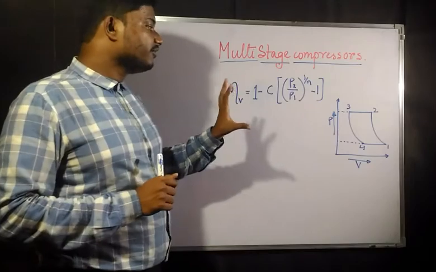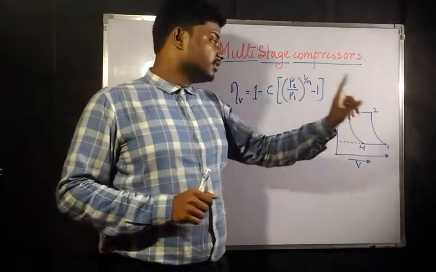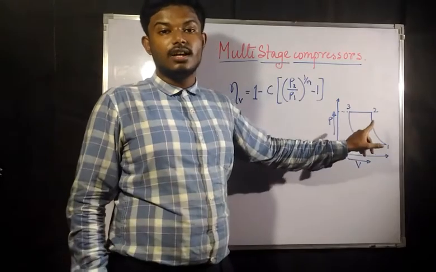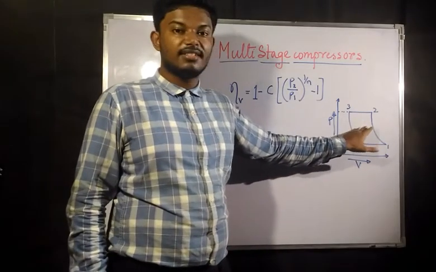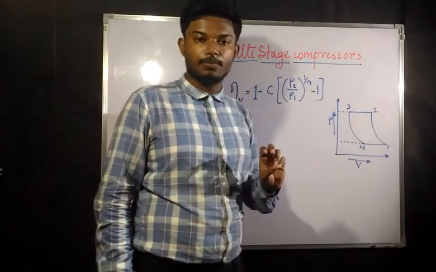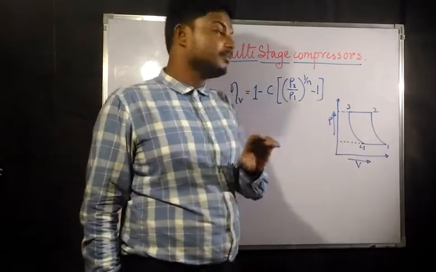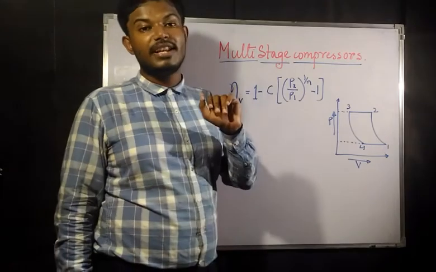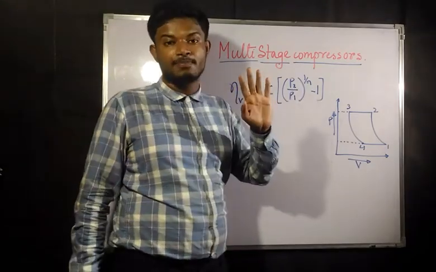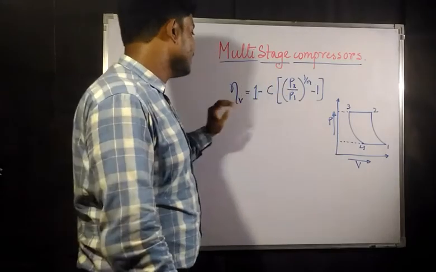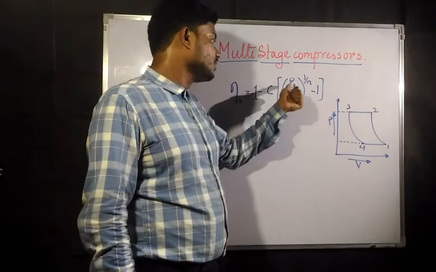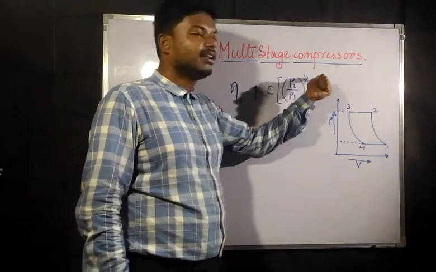First of all, if you remember, this is the PV diagram of the single stage compressor with clearance volume. And we had found out the volumetric efficiency expression. This is the expression which we have derived. In this volumetric efficiency, the term was 1 minus C into (P2 by P1) to the power 1 by n, minus 1.